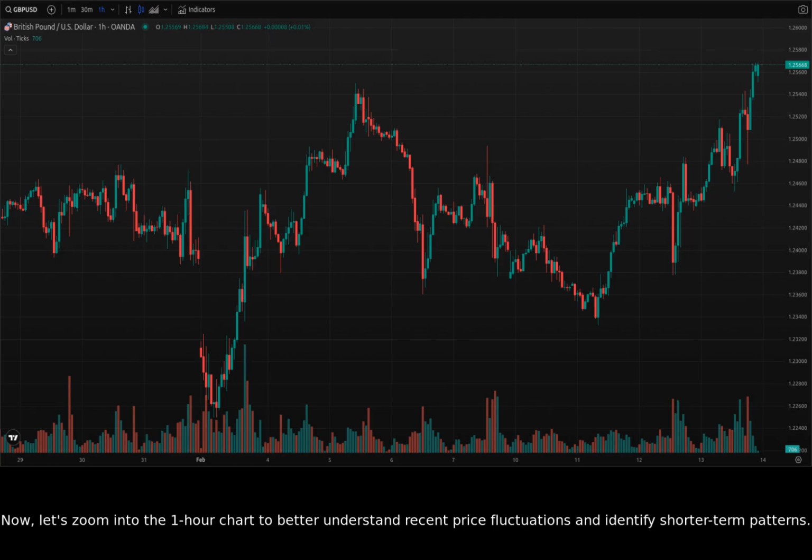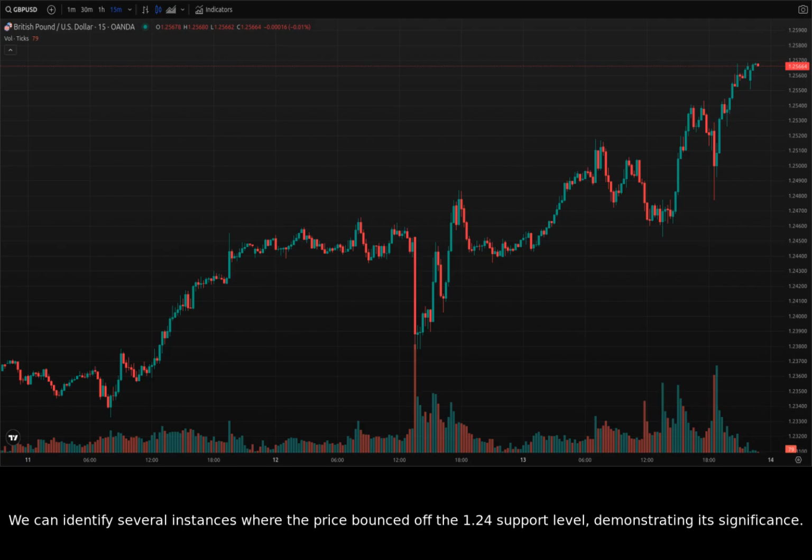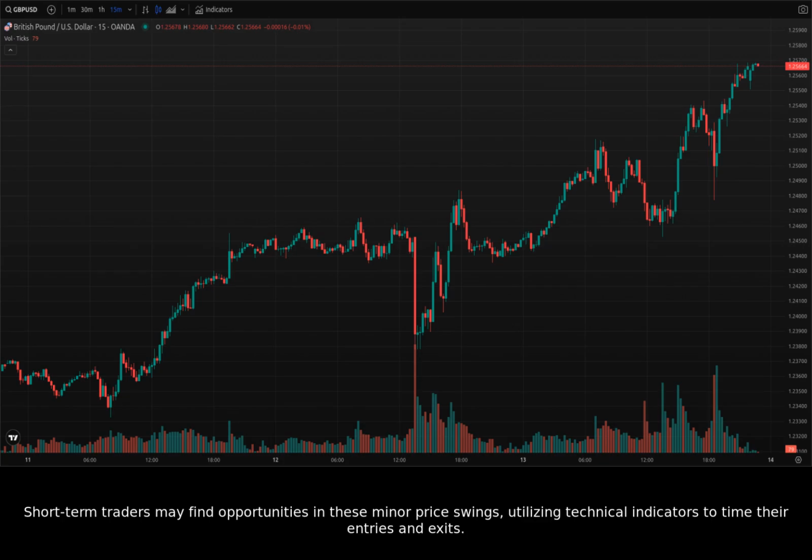Now, let's zoom into the one-hour chart to better understand recent price fluctuations and identify shorter-term patterns. The one-hour chart reveals more recent price action, showing fluctuations that are consistent with the daily chart's overall trend. We can identify several instances where the price bounced off the 1.24 support level, demonstrating its significance. Short-term traders may find opportunities in these minor price swings, utilizing technical indicators to time their entries and exits.